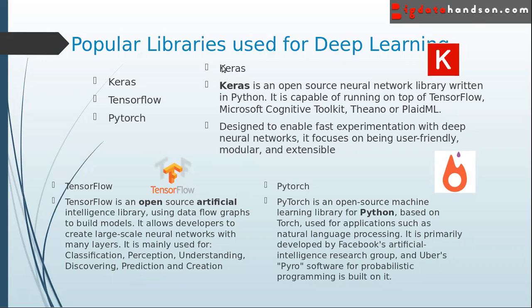Keras, which we are going to use now, is an open source neural network library written in Python. It is capable of running on top of TensorFlow. Inside Keras we can use TensorFlow, or it can use Theano or PlaidML. So it is just an API, you can say. The backend can be TensorFlow or Theano, and it is designed to enable fast experimentation with deep neural networks. It focuses on being user friendly, modular, and extensible.